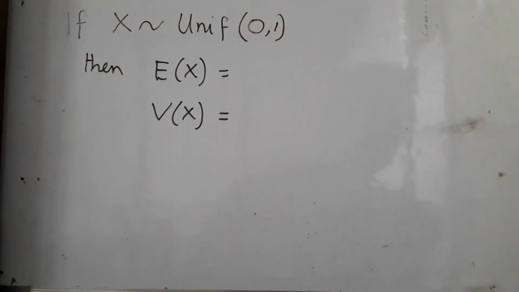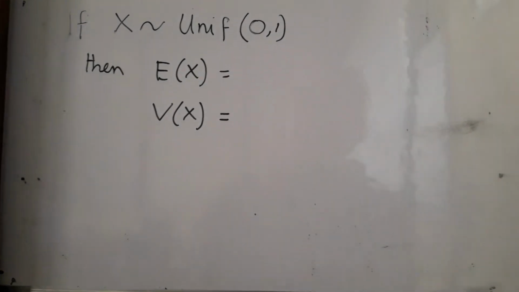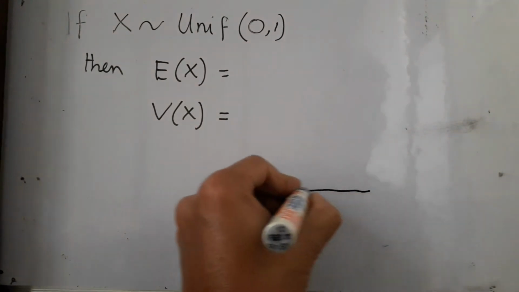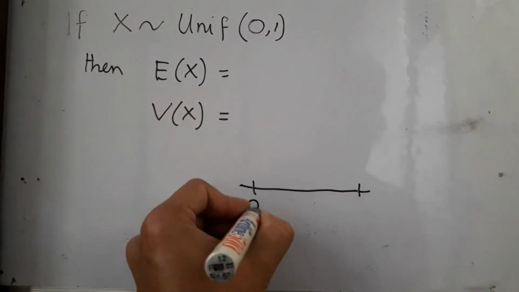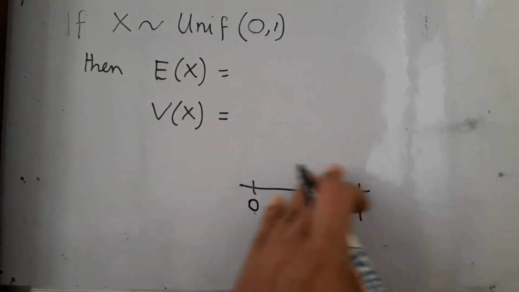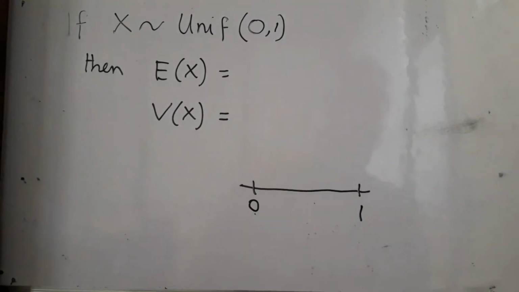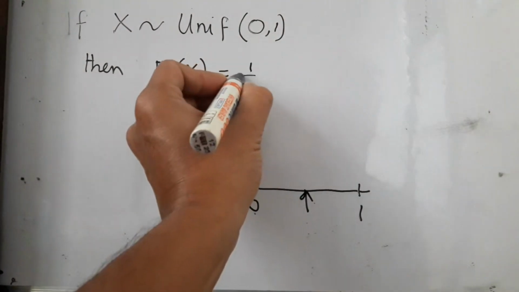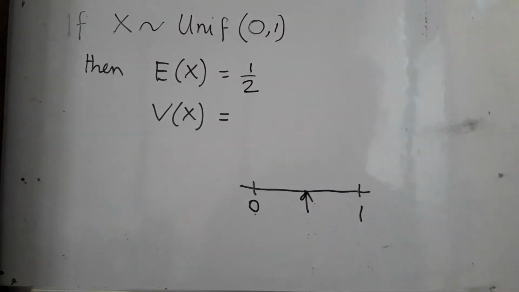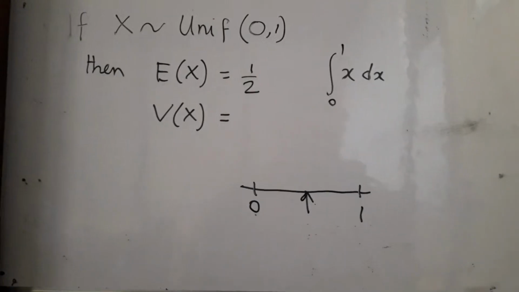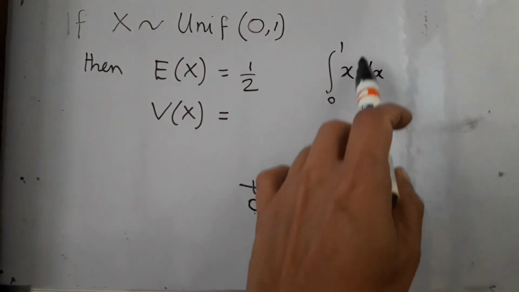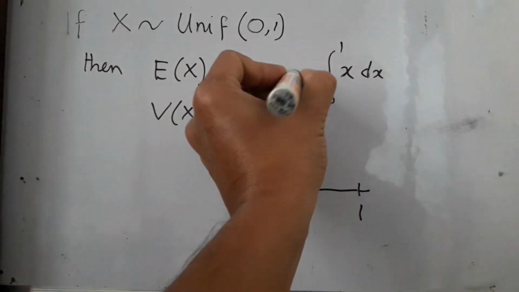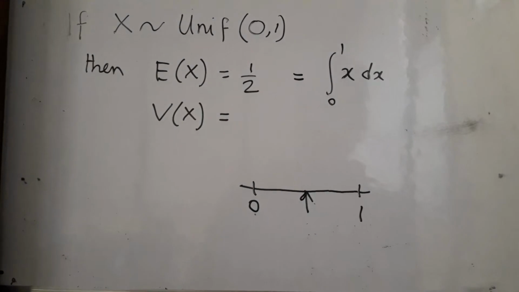If x has uniform 0, 1 distribution, then its expected value you can of course find by integration, but it is more instructive to think graphically. From 0 to 1, all values equally likely, so where should the average be? The average should land back in the middle, so it should be half. Of course, you can check it by actual integration. I am integrating x times the density, which is 1 when you are between 0 and 1, and that is indeed equal to half.